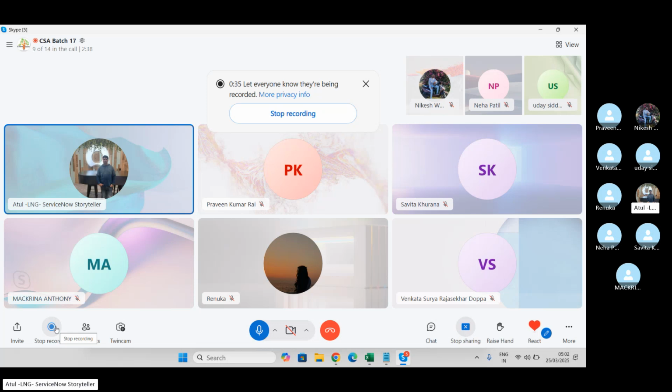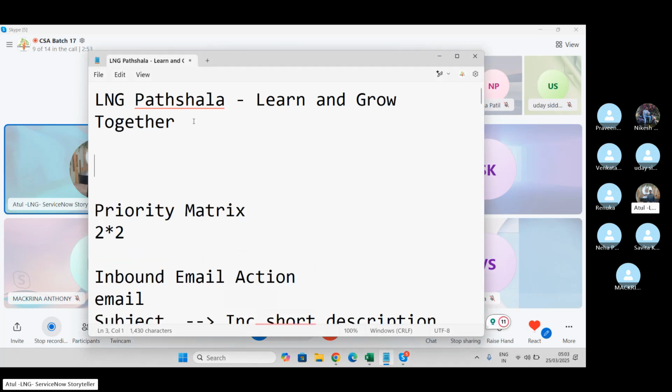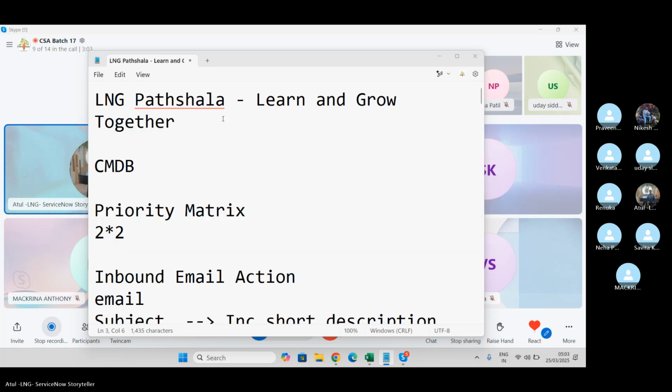Okay. So now we're starting a new topic that is, I can say, interesting, and kind of system as well. The topic is called CMDB. Okay.